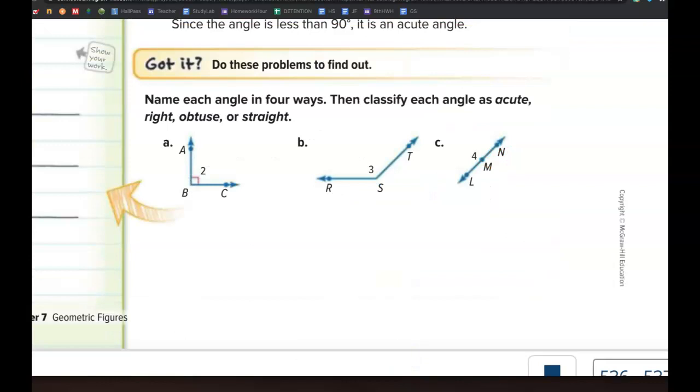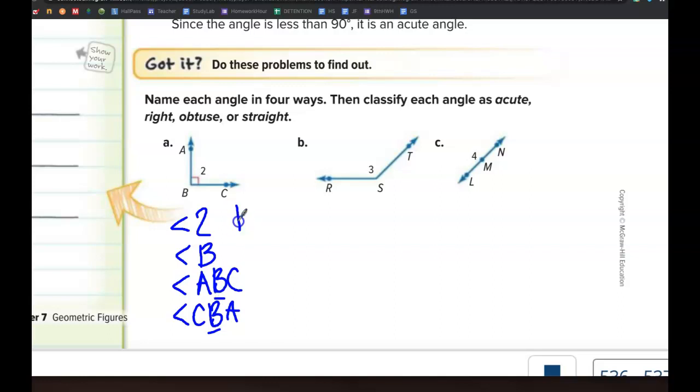Understand A. What's one way to name the angle, Sean? Angle 2. What's another way, Jacob? Angle B. What's another way, Damien? Angle ABC. And what's the last way, Callie? CBA. Those are the only ways that you can write the 3 letters because the B has to be in the middle. Okay? And then how did you classify it, Aaron? It is a right angle because it measures exactly 90 degrees.